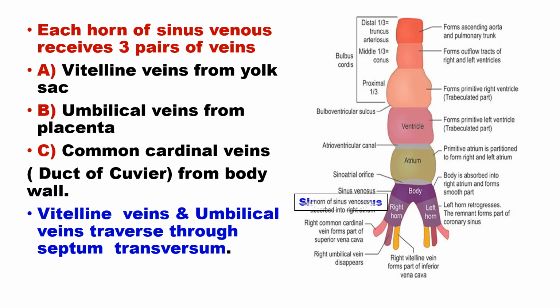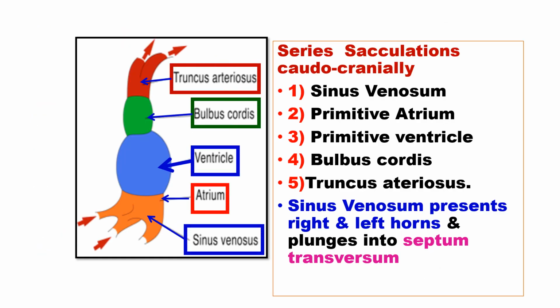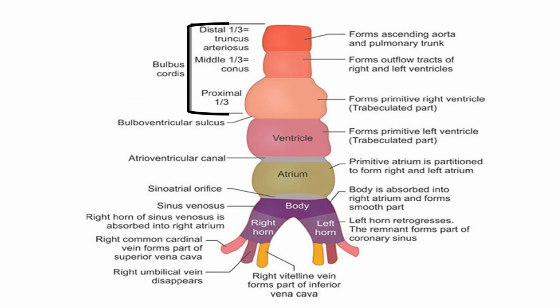Each horn of sinus venosus receives 3 pairs of veins: the vitelline veins from the yolk sac, umbilical veins from the placenta which carry oxygenated blood, and common cardinal veins or duct of Cuvier which drain the body wall. Vitelline veins and umbilical veins traverse the septum transversum. In fact, sinus venosus with its right and left horns plunges into the septum transversum.